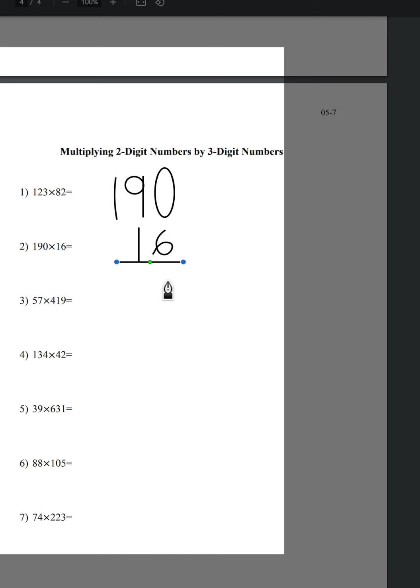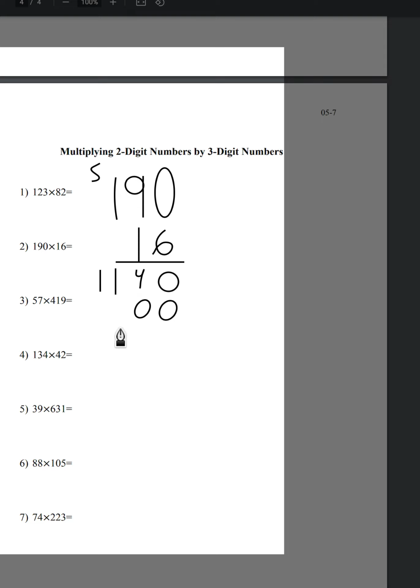Okay, so 6 times 0 equals 0. 6 times 9 equals 54. And 6 times 1 equals 6. Carry the 5, so that would be 11. You use 0 as a placeholder. 1 times 0 equals 0. 1 times 9 equals 9.